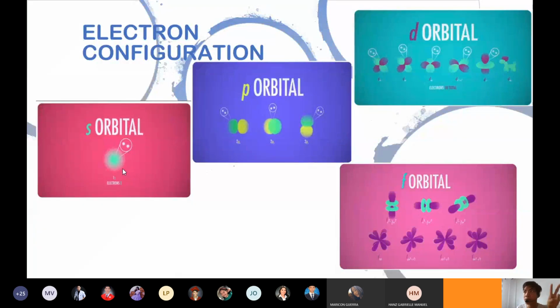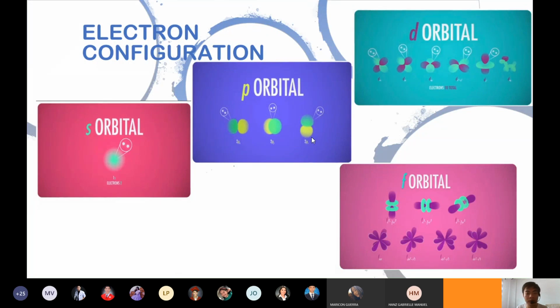Kunwari, ang daming electrons. So yung mga sobrang electrons, they will be placed on different orbitals. Kunwari sa p orbital naman, we have three distinct shapes here. So we have the px, py, pz.